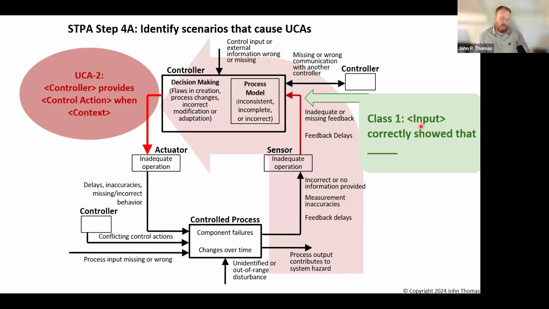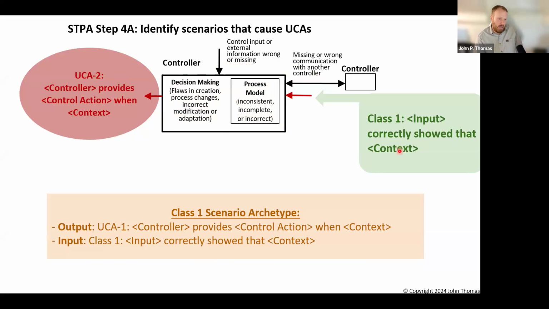Some input is correctly showing some piece of information to the controller, right? And what information is relevant here? Because there may be 100 inputs to a controller. Are we going to condition on all of those inputs? No, we're going to do the one that matters. And how do we figure that out? Well, we actually had the answer in the UCA. It's the context.